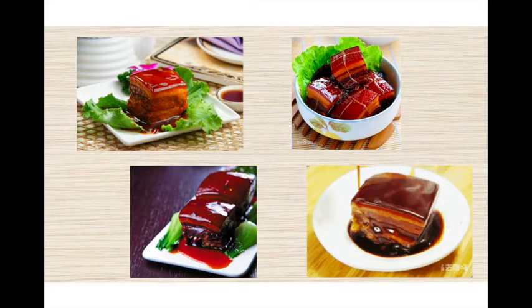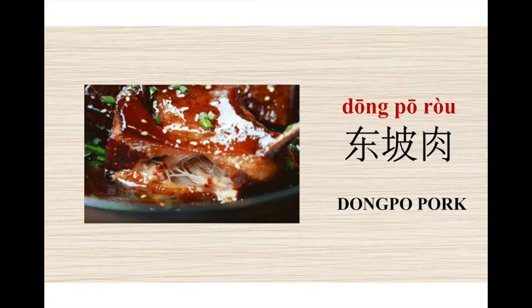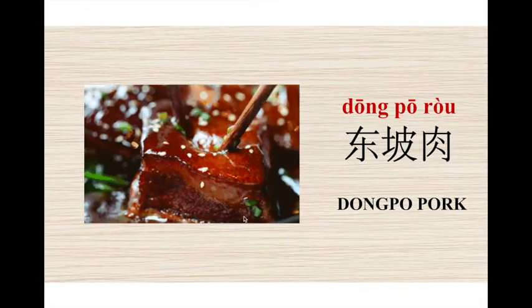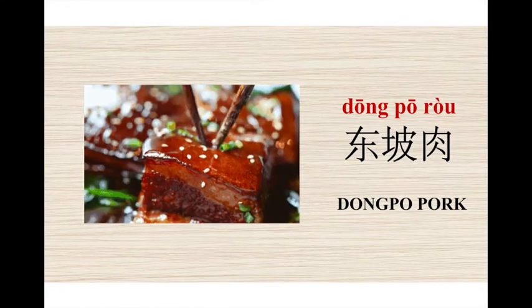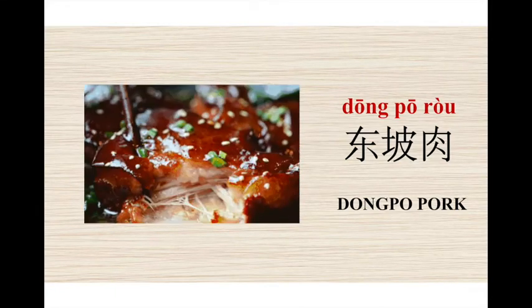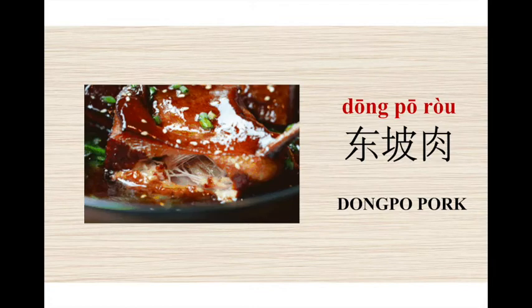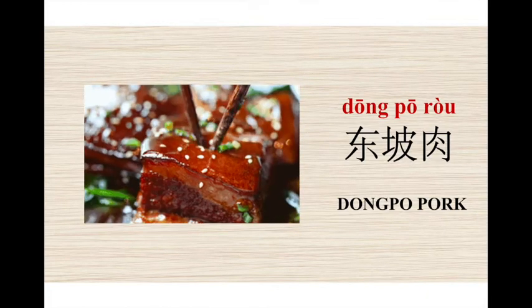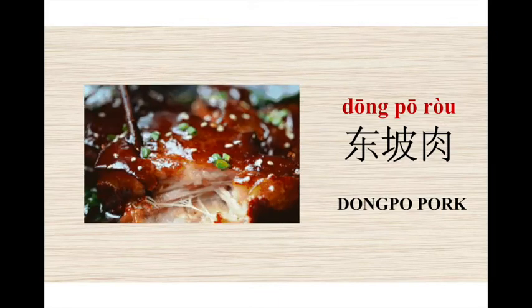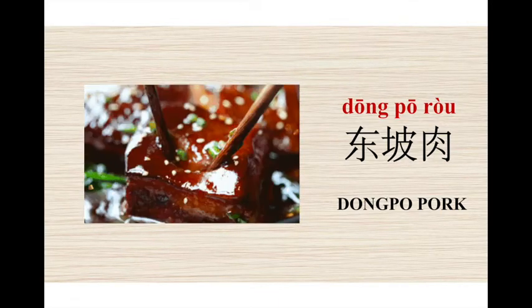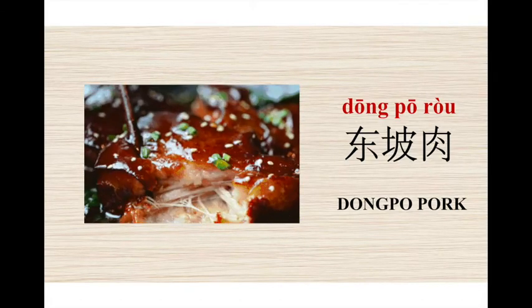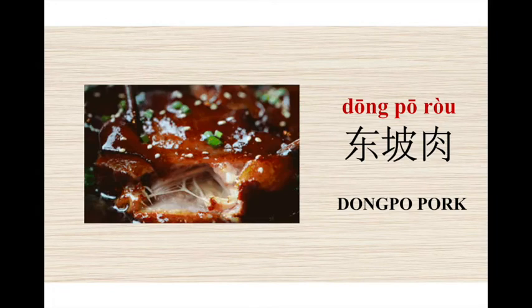Now I will introduce this dish for you. Look at the left picture. This is Dongpo Pork. In Mandarin it is Dongpo 肉. One more time, Dongpo 肉. This Chinese character 肉 means meat, and here it refers to pork. This is a character we have learned from Miss Shirley.